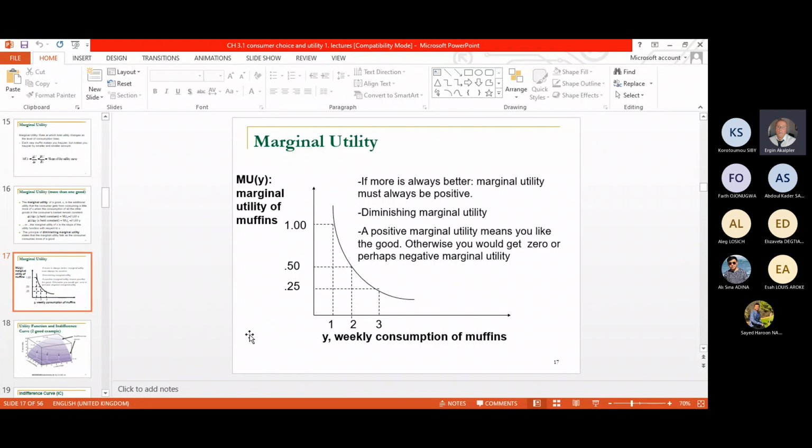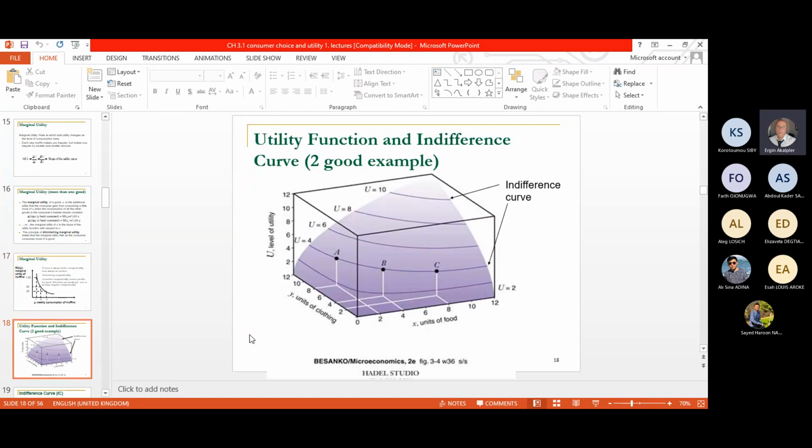If more is always better, the marginal utility must always be positive, and diminishing marginal utility is also subjective. A positive marginal utility means you like the good, otherwise you will get zero or perhaps negative marginal utility. As you see here, between the first week, second week, and third week, there is a diminishing marginal utility from 1 to 0.50 and from 0.50 to 0.25, which is a decreasing amount of increase. The marginal utility is subjective.